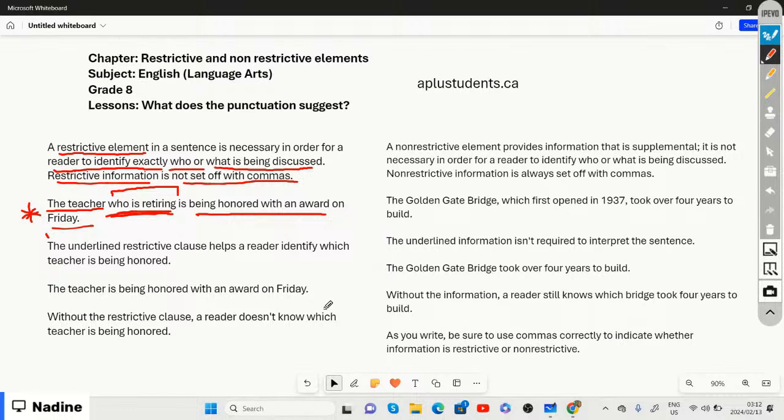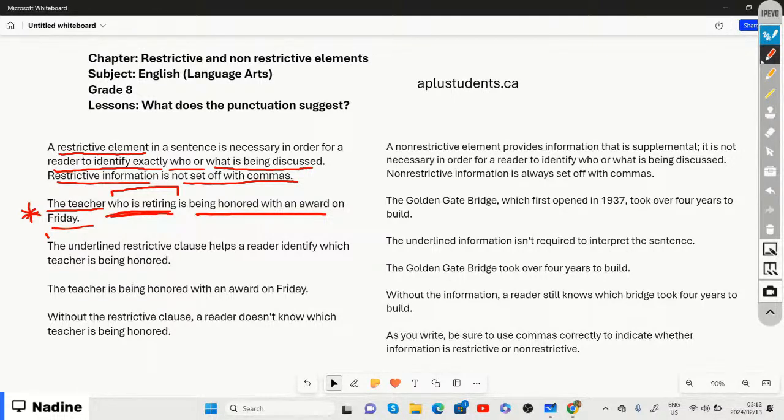Because if we just say, for example, the teacher is being honored with an award on Friday, without a restrictive clause we won't be able to identify which teacher they are talking about. Because remember, if there are, let's say, about 20 teachers at the school, and they're just saying the teacher is being honored with an award on Friday, then we won't really know which teacher is being honored.